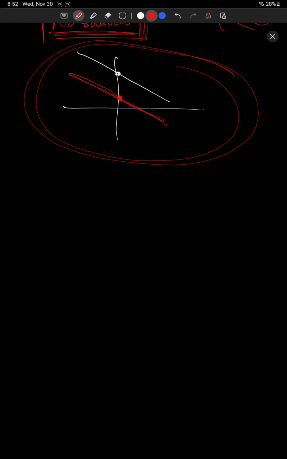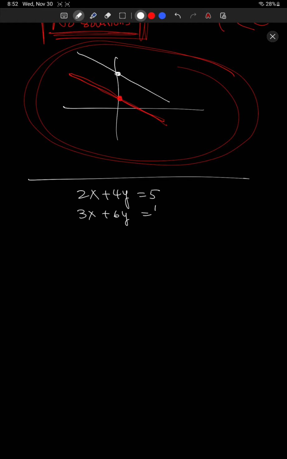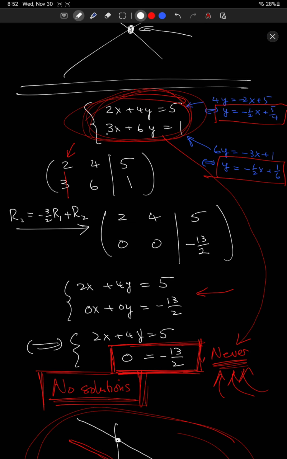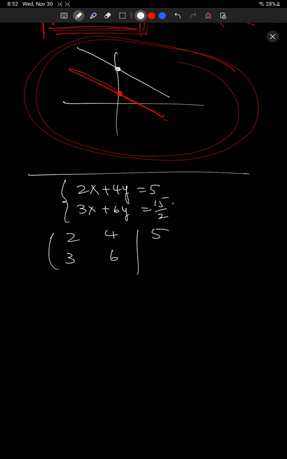Okay. Now let's do a different problem. Let's take a look at 2x plus 4y equals 5 and 3x plus 6y equals 15 over 2. All right. So let's solve this. And let me do this in exactly the same way. And in fact, if you think about this, this is almost the same problem as we just had. 2x plus 4y equals 5. 3x plus 6y, before it was equal to 1. Now I've changed it to 15 over 2. All right. Okay, but let's do the procedure again anyway.